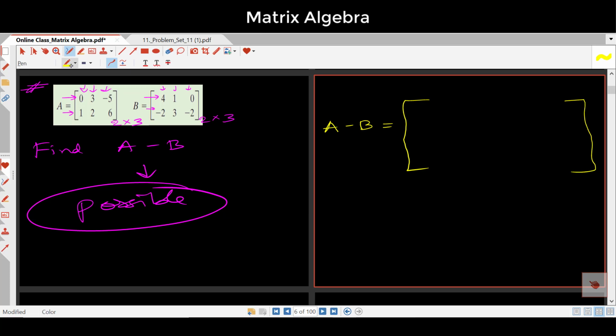That will have the same order, just like A and B. It will also have the same order, 2 by 3, that is 2 rows and 3 columns. We are separately mentioning so that we can easily calculate. Here is our first entry, here is second entry, here is third entry, fourth entry, fifth entry, sixth entry. So this is how you can write, and there will be no confusion.